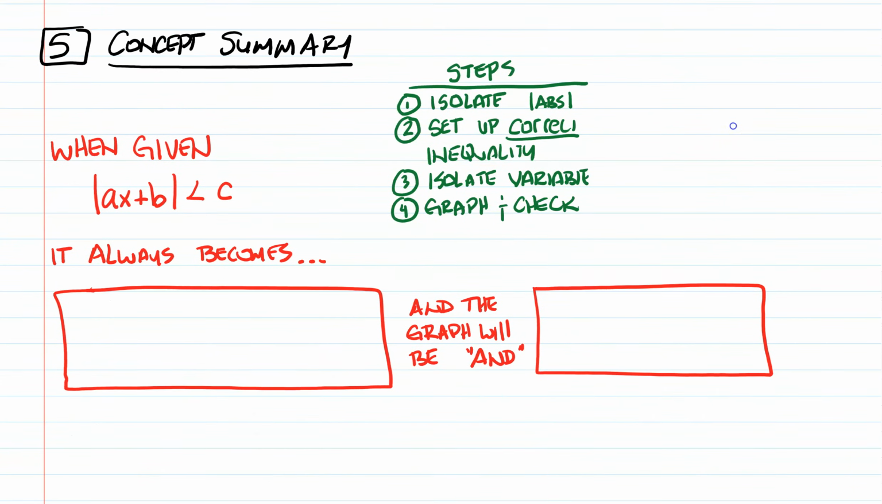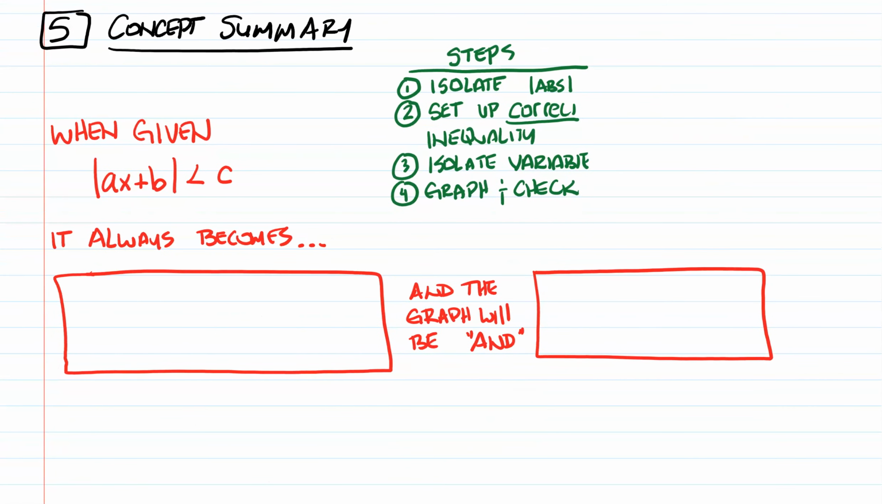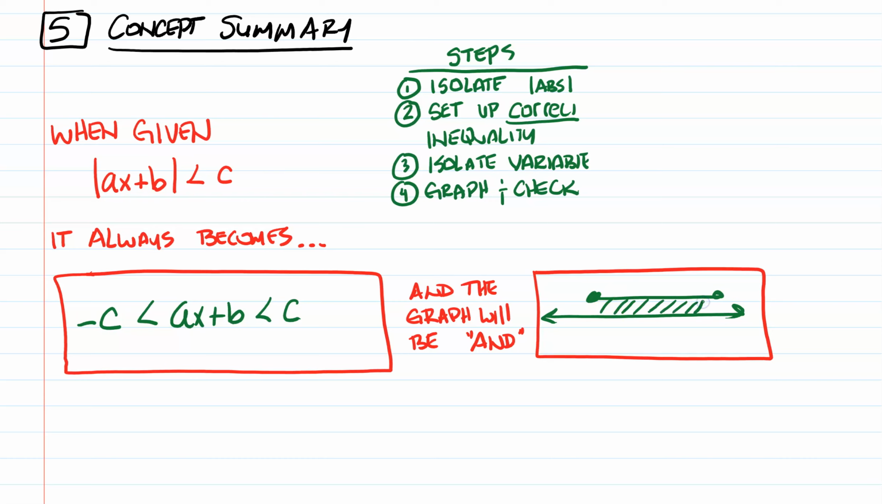In summary, when you're given the absolute value of ax plus b is less than c, it always becomes the following: -c is less than whatever is left inside your absolute value, which is less than +c. On the graph, it will always be some kind of an and statement, which means it'll be a graph that looks like that. It will not be an or statement.